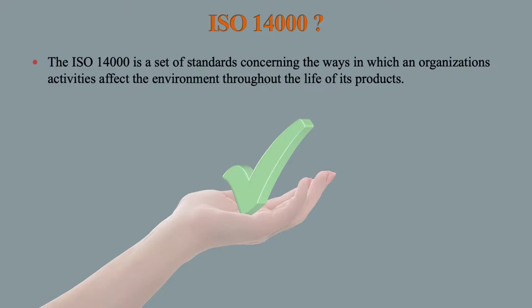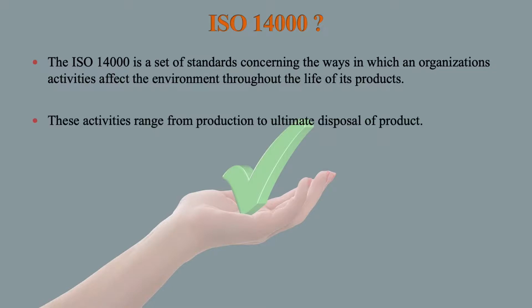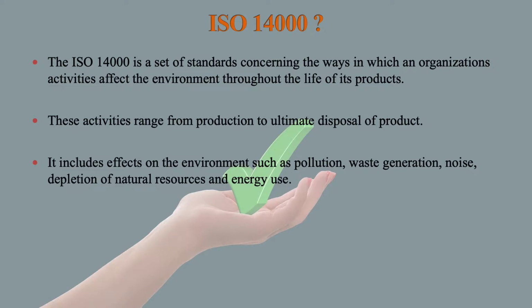Then ISO 14000. The ISO 14000 is a set of standards concerning the ways in which an organization's activities affect the environment throughout the life of its products. These activities range from production to ultimate disposal of the product. It includes effects on the environment such as pollution, waste generation, noise, depletion of natural resources and energy use.